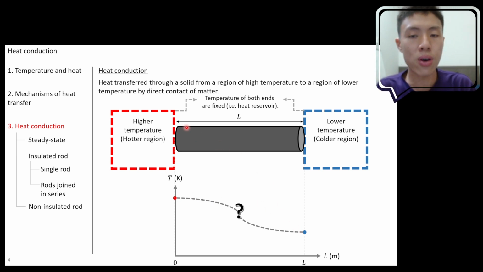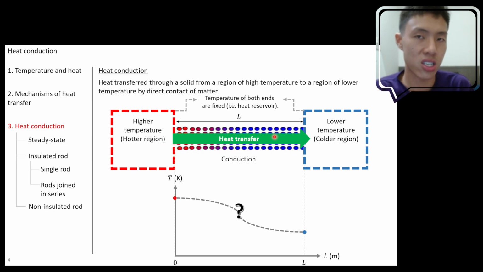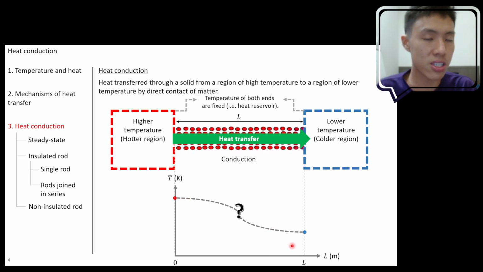What we know happens inside this rod is that there will be heat conduction. Heat conduction means the particles on the hotter end will vibrate vigorously, and this affects the neighboring particles to vibrate vigorously as well. This is the mechanism by which heat is transferred through conduction. Later we'll be studying in greater detail how the temperature varies along this rod.